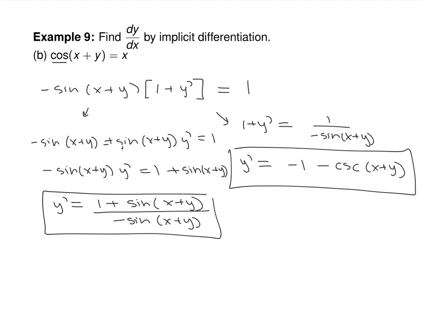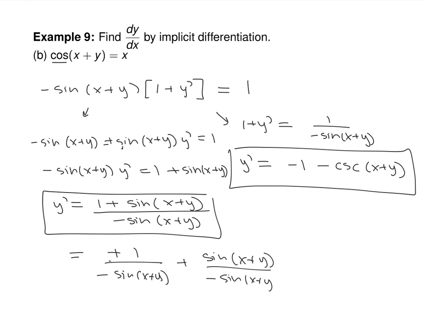They do look different, but the reason they're the same is you could make this into positive 1 over negative sine of x plus y plus sine of x plus y. You could sort of unadd the common denominator, like that. And then the 1 over negative sine of x plus y, that's the negative cosecant thing, right? And then sine of x plus y over sine of x plus y is the negative 1. So they are the same thing.